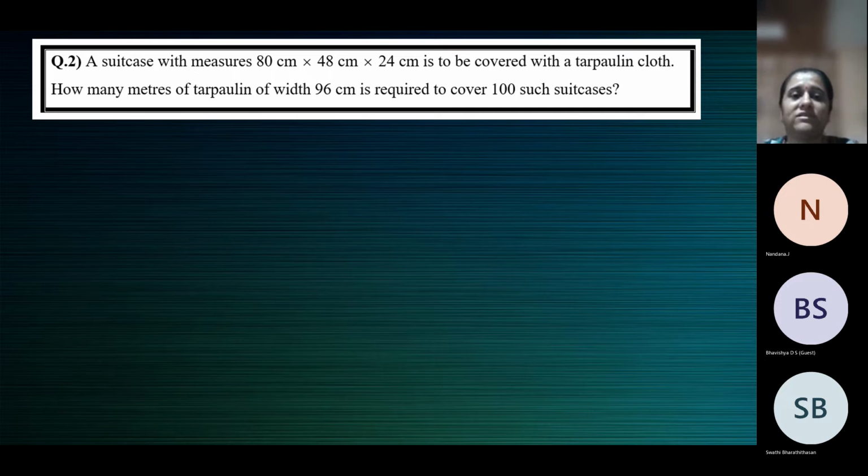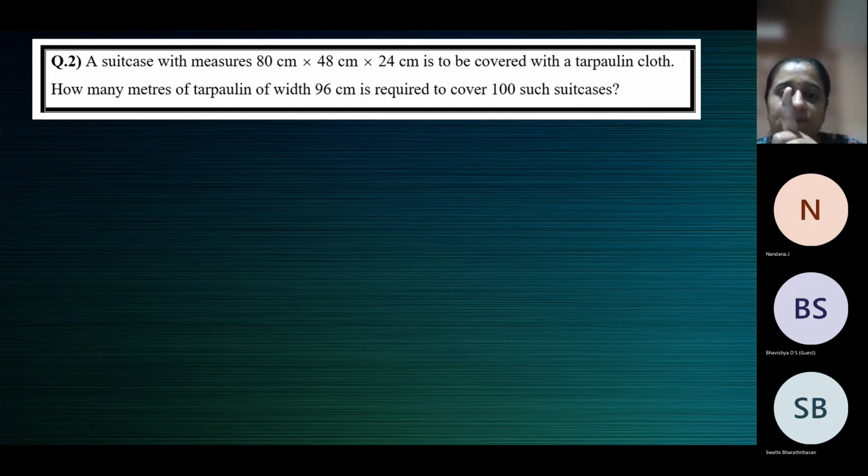Now this is about covering all the 6 surfaces of the suitcase with tarpaulin cloth. So volume has nothing to do here. It's area, and what area? Total surface area, because all the 6 surfaces have to be covered. So you should find the TSA of one suitcase and multiply that by 100 to get the area of 100 suitcases.